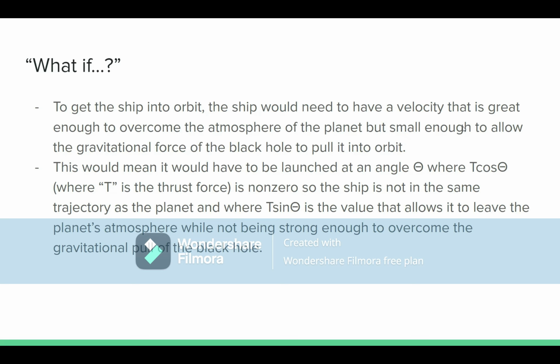The best guess as to how to get the ship into orbit of the black hole would be to have the ship launch at an angle theta, where T cosine theta, where T is equal to the thrust force, is non-zero, so the ship does not have the same trajectory as the planet once in orbit, and also where T sine theta, the y component of the velocity, is great enough so that it can leave the atmosphere of the planet.